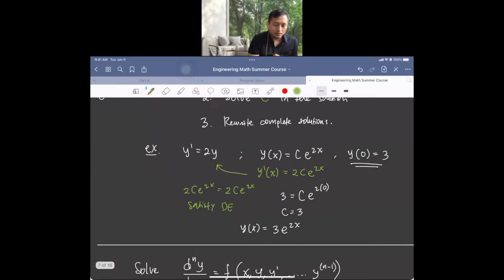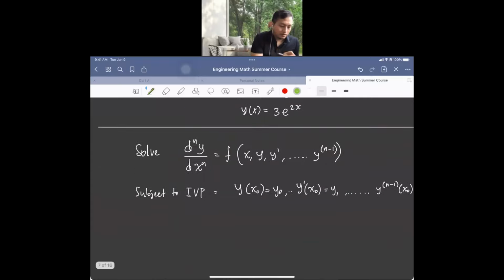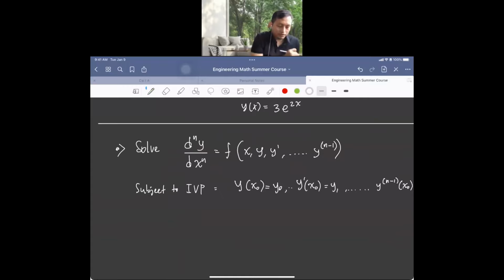Okay. So, for example, the first one here is just this, the first order, right? Which means that we need to have one initial value condition. If we have the second order, like for example, y double prime, then we need two initial value conditions. We need to have two conditions. So this is the general term.